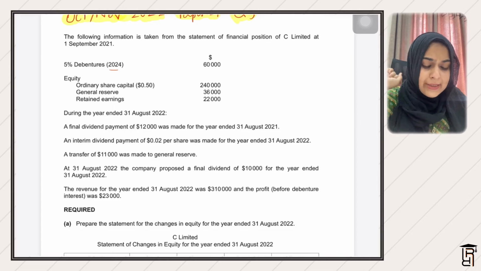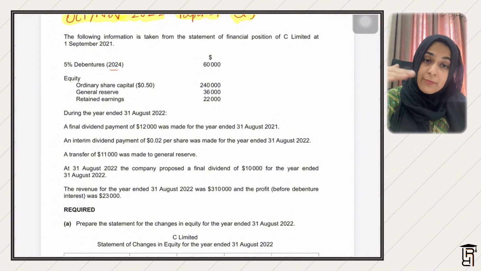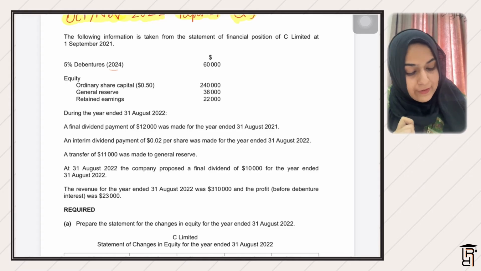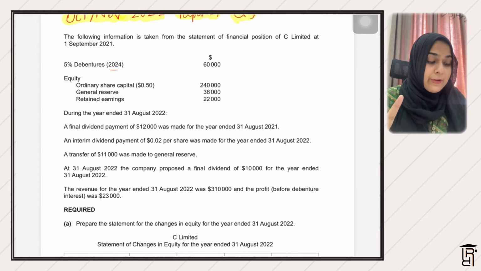So then they're saying equity, we have 3 balances for equity. This is also starting balances. One is ordinary share capital, the other is general reserve, the third one is retained earnings. These are balances at start. So ordinary share capital, if you look here, like I told you guys, this formula: price per share multiplied by number of shares is equal to value of shares. So here the price per share is $0.5. And we don't know the number of shares, that is X here, because 1 share is for $0.5.